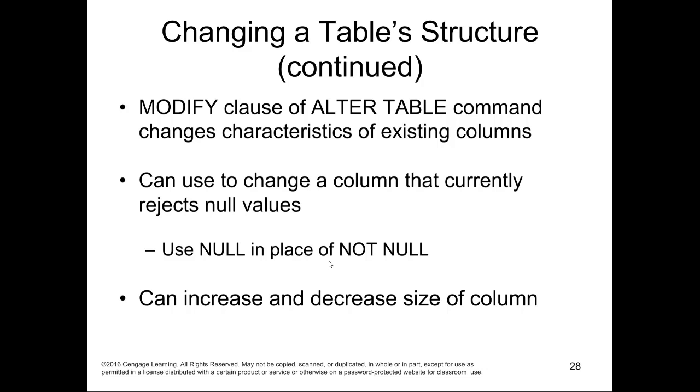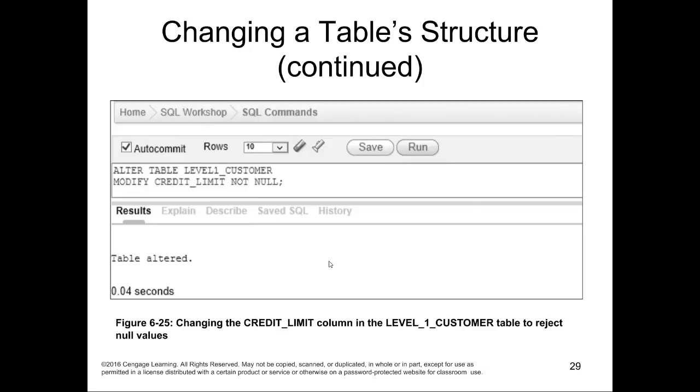Now, as I told you, we can modify a table structure. We can use the modify clause of the alter table command to change characteristics of existing columns. We can change a column that currently rejects null values, so we can use null in place of not null, and we can increase and decrease the size of a column. So here, we're altering the level 1 customer table, and now we're modifying that credit limit to not null. So we're saying, that column used to allow nulls. Now in this table, we're no longer going to allow nulls in that credit limit column.